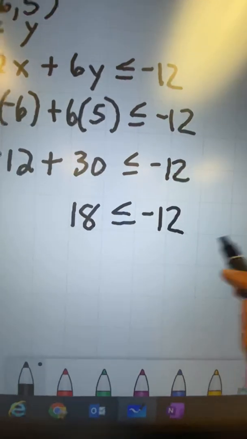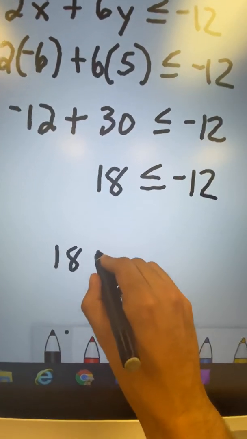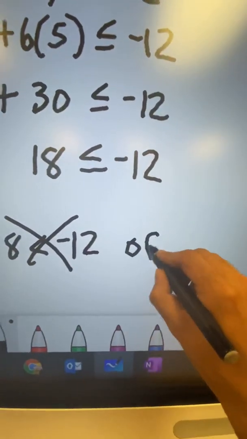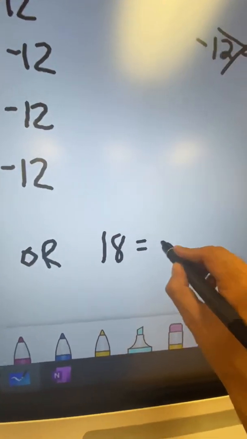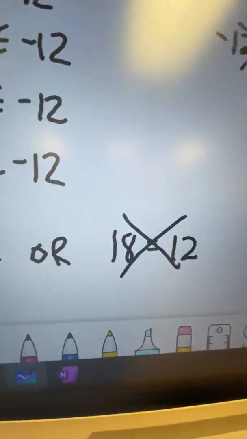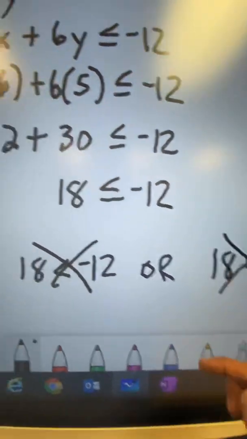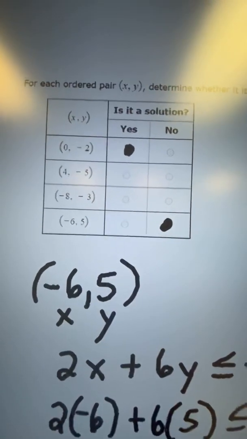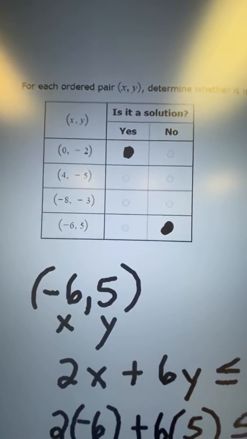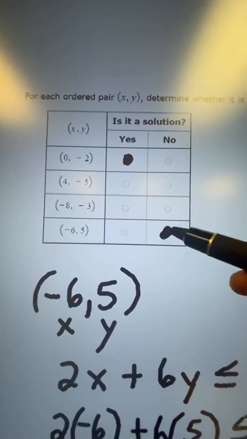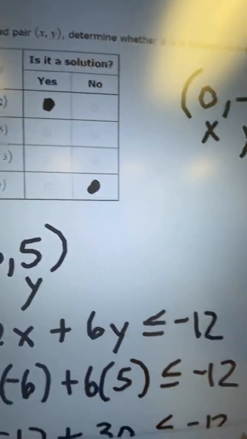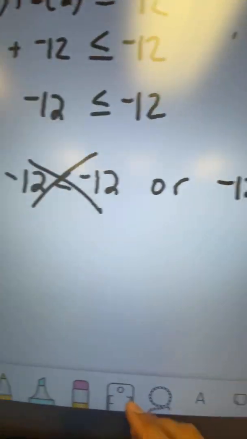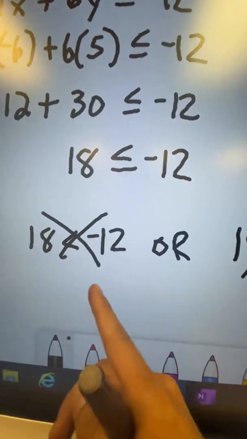And again, it means two things. This is saying 18 either has to be less than -12, which is not true, or it has to be equal to -12, which is also not true. Therefore, it's not true for either one. So I go back to my problem and I put no, this is not a solution because you get a false in either case. So again, you're looking for yes, it's a solution if you get a true statement like we did over here, where it has to be true for at least one of those cases, and then it's not a solution if it's false for both.